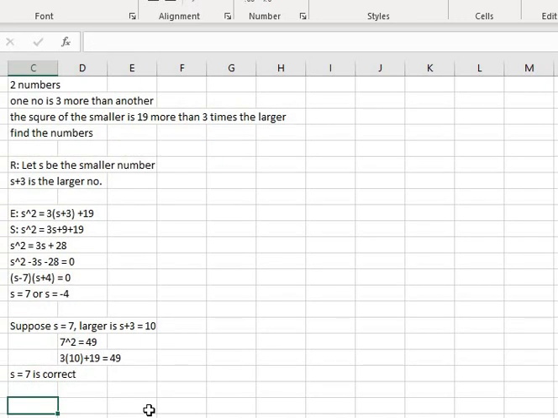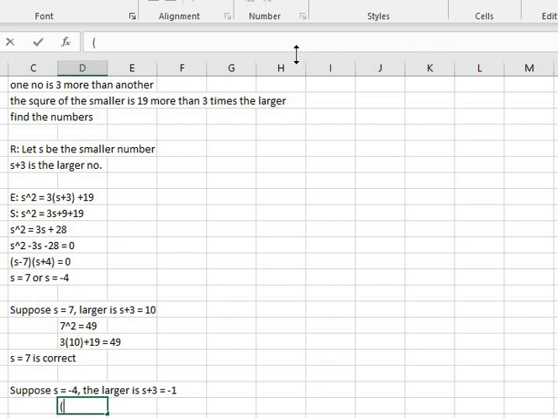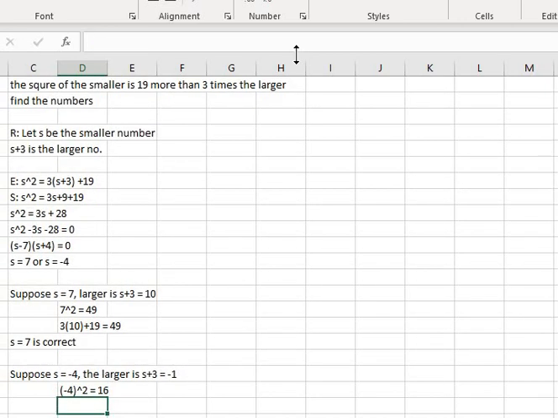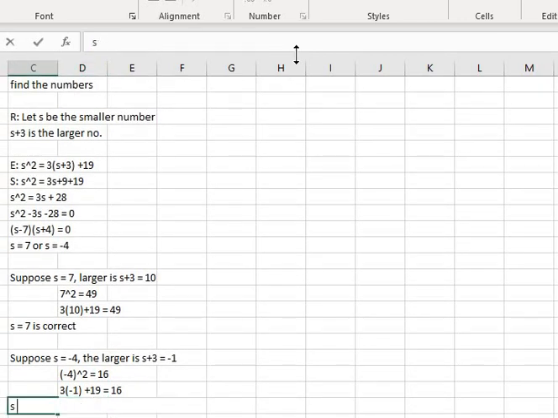Now let's check S is equal to negative 4. The larger is S plus 3, which is equal to negative 1. And let's check: negative 4 squared is equal to 16. Meanwhile, 3 times negative 1 plus 19 is also 16. So both answers are correct. S equal to negative 4 is also correct.